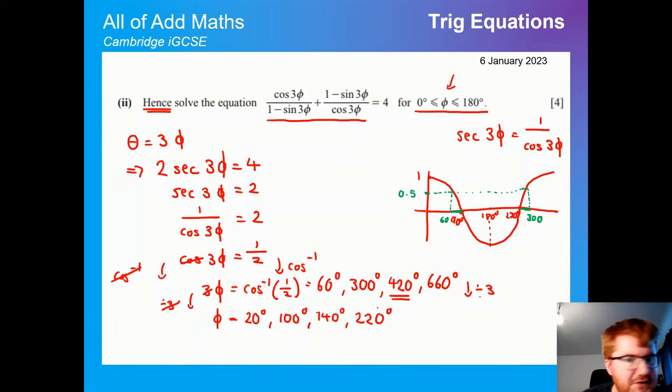I did that on purpose just to show you that even though this is an answer, it's not an answer within the domain that we're given. So we don't need this one because it's more than 180. So these then are our three answers: 20, 100, and 140. My method is to write out quite a few answers here, and then when I do divide through by 3, I can then select the ones that I need for the specific domain, let me use that word, domain, in this particular question.